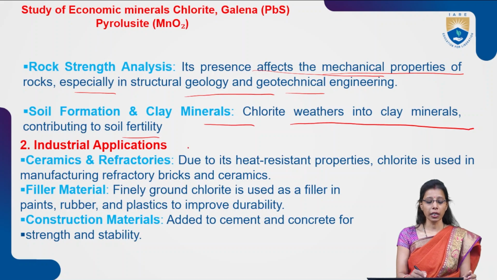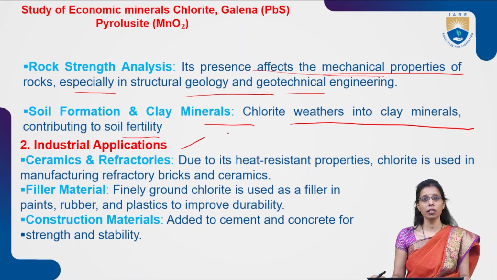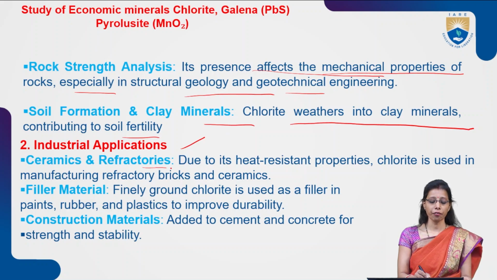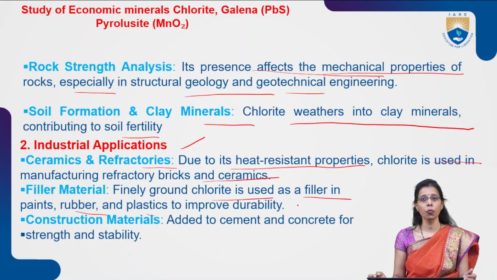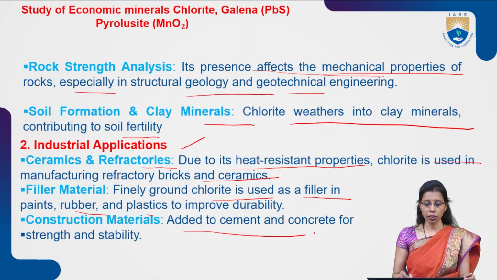The second thing is industrial applications, as it's an economic mineral. It is widely applicable in industry, like ceramics and refractories. Due to its heat resistant properties, chlorite is used in manufacturing refractory bricks and ceramics. It is also used as a filler material. Finally, ground chlorite is used as a filler in paints, rubber and plastics to improve durability, and as a construction material added to cement and concrete for strength and stability.